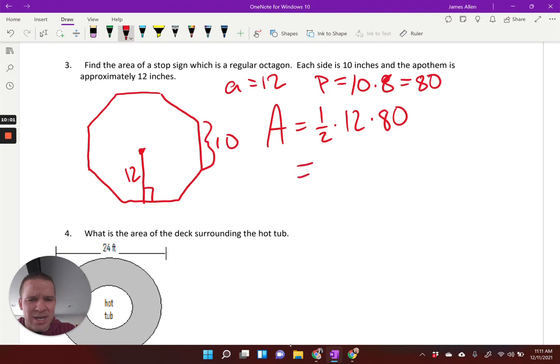Let's see here. That's 6 times 80. That's 480, I think, inches squared. I'm going to double check that. Boom. Just checked it. Plugged into the TI-84 just in case the mental math was right on point.